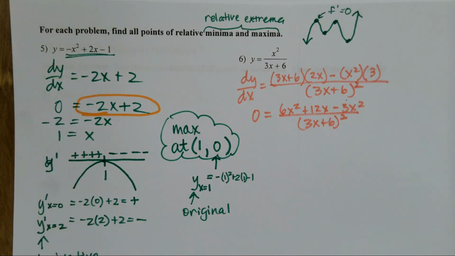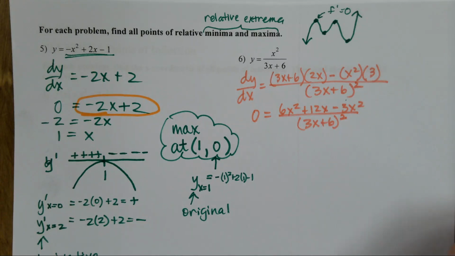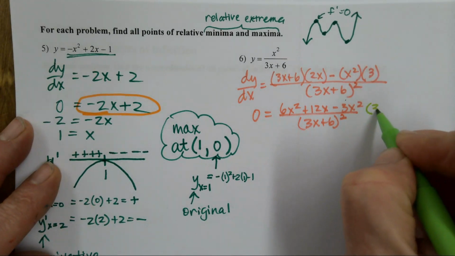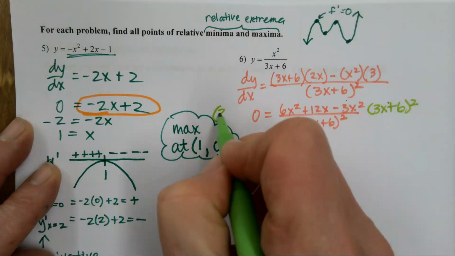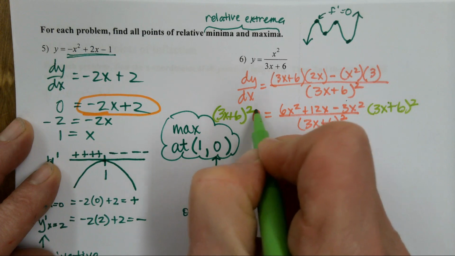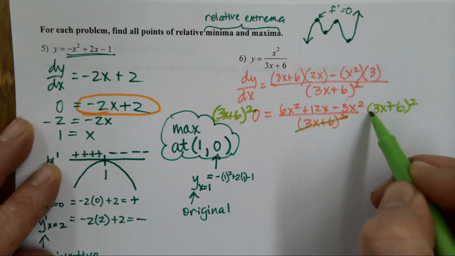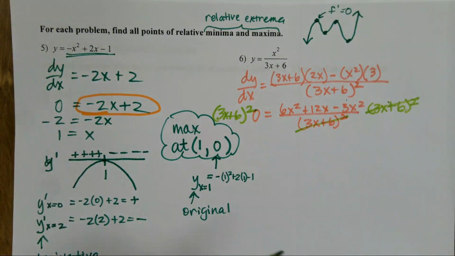I can still combine that 6x squared minus that 3x squared. And I'm going to do two things at once. One thing I'm going to do is get rid of that denominator, or move that denominator out. And how do I move the denominator out? I multiply it. So I'm going to multiply both sides by that denominator, 3x plus 6 squared. On the right, it just cancels out. That was my whole point of doing it.